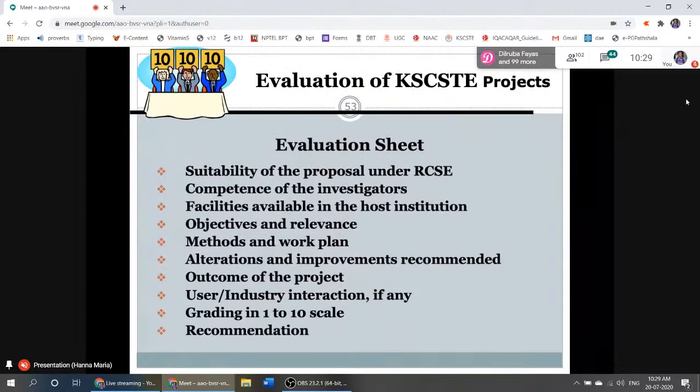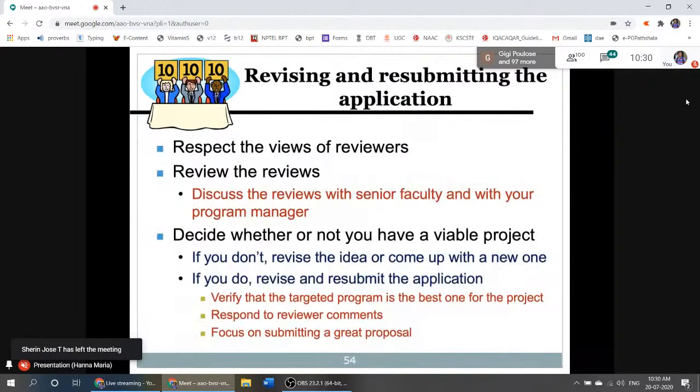Look at the evaluation scheme of KSCSTA, Kerala State Committee on Science, Technology and Environment. Suitability of the project proposal under the scheme, competence, facilities, almost similar to other funding agencies. Again, they are grading on a 1 to 10 scale. Next one, please.